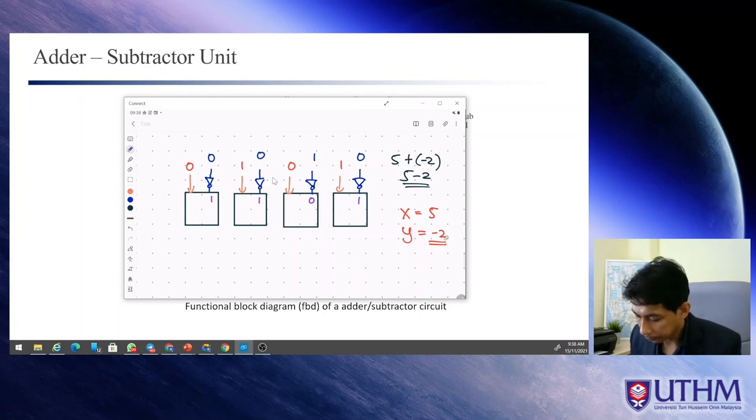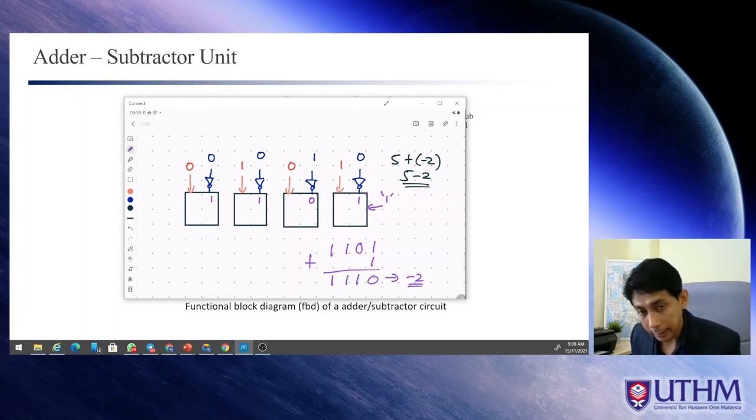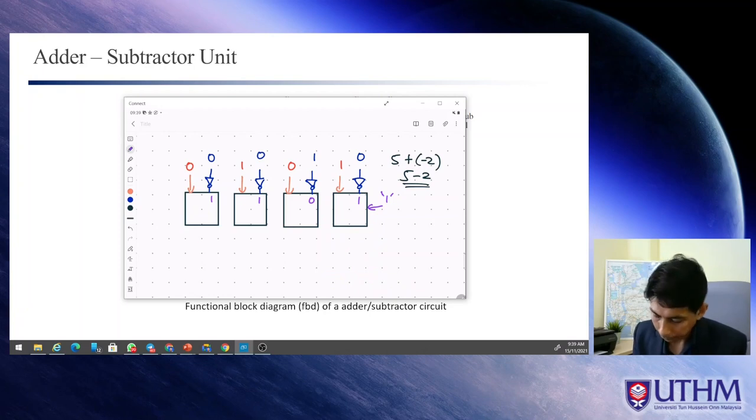So how to add 1? Not difficult. Remember, in our adder, we have this input. If you have this equal to 1, it means that this value will add to this one. All right, it means that you will have 1101 plus 1. You can have 1110, and this is minus 2 in second complement. So if you have this one, and of course you will have this, this, this, and this.